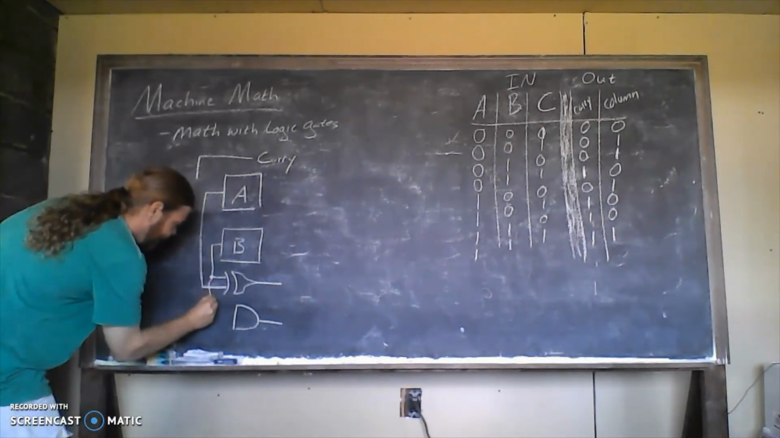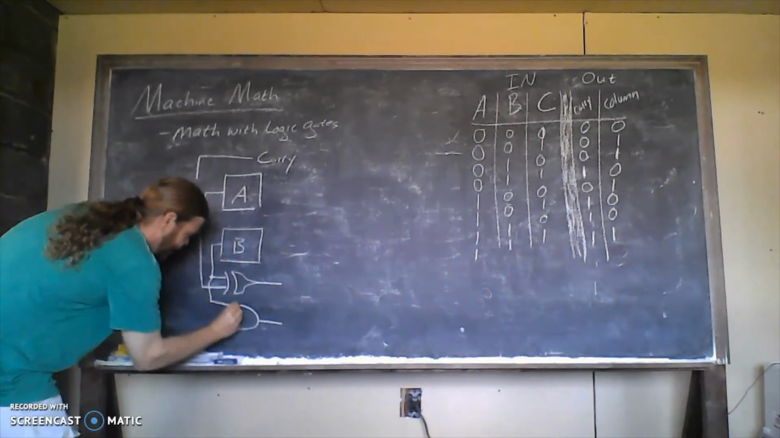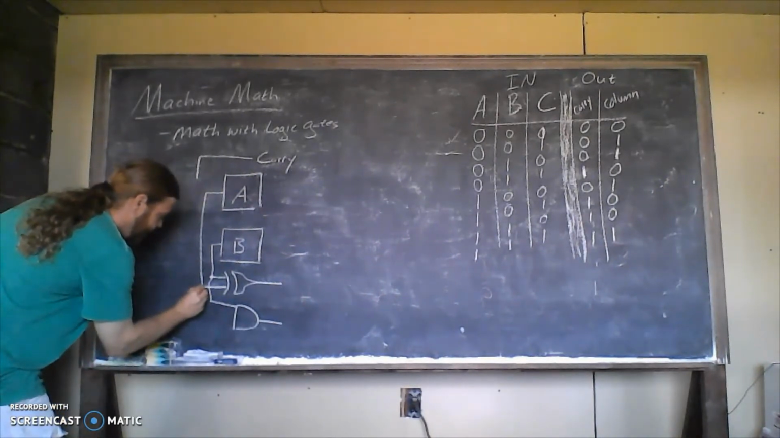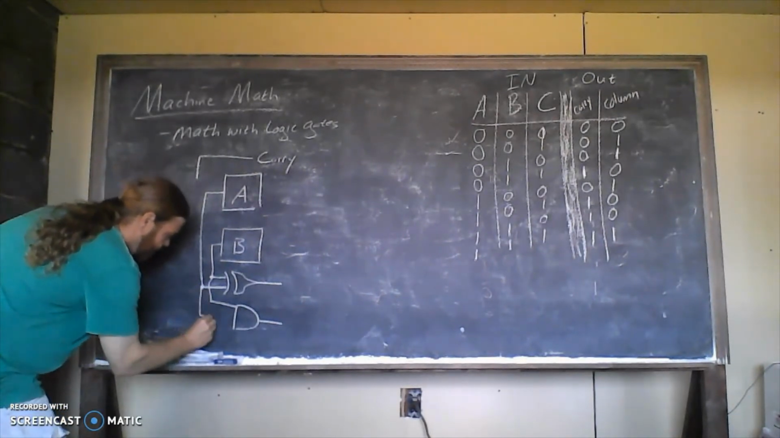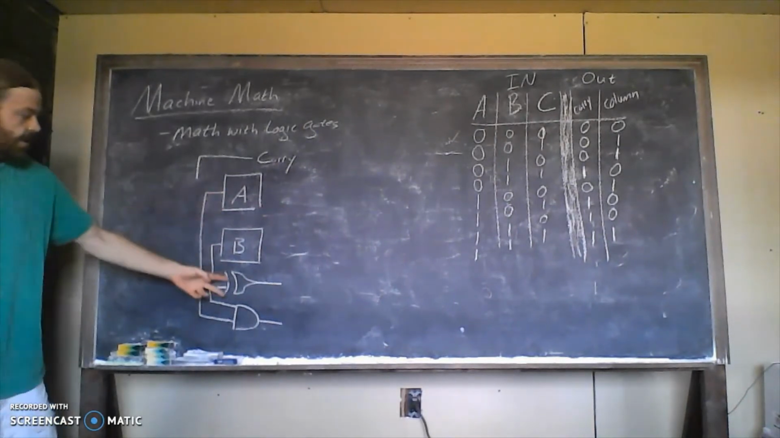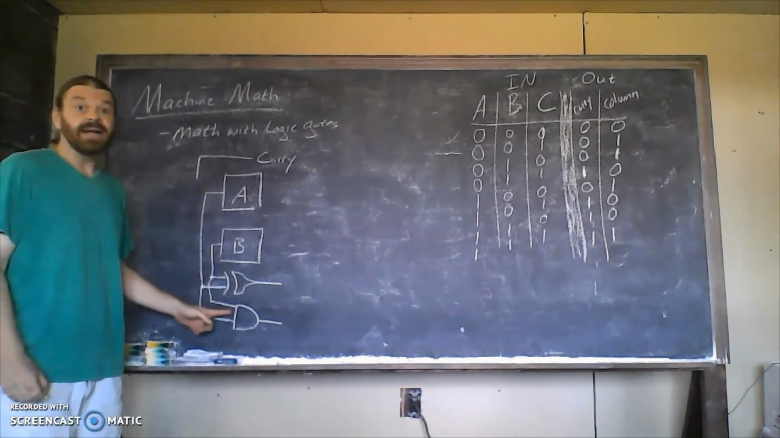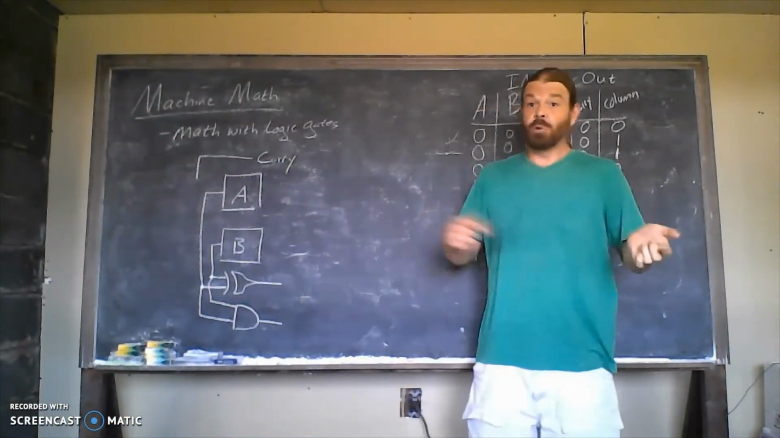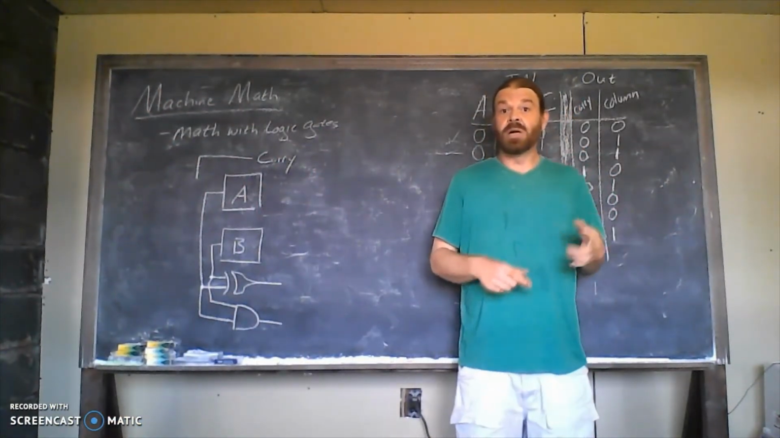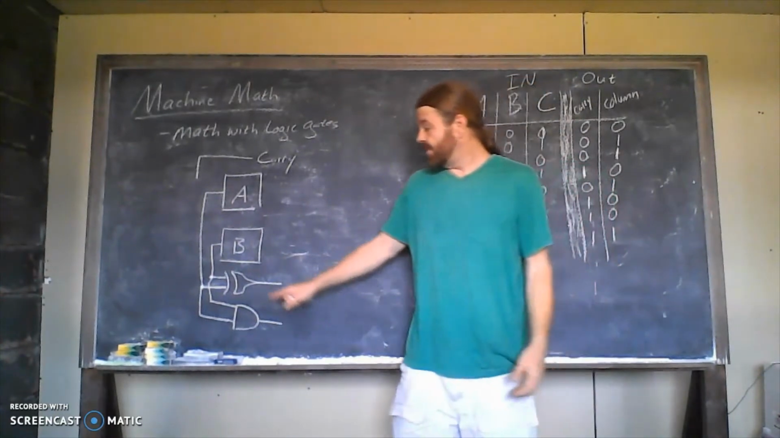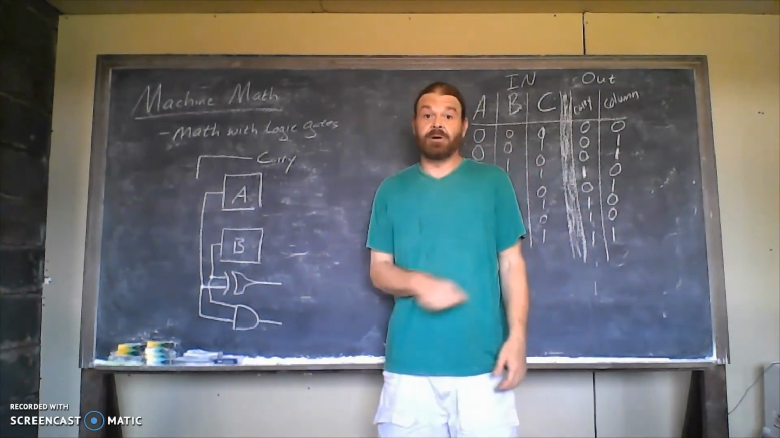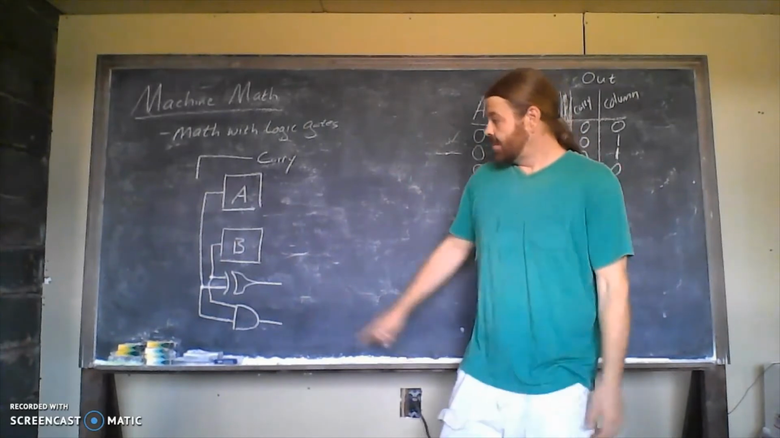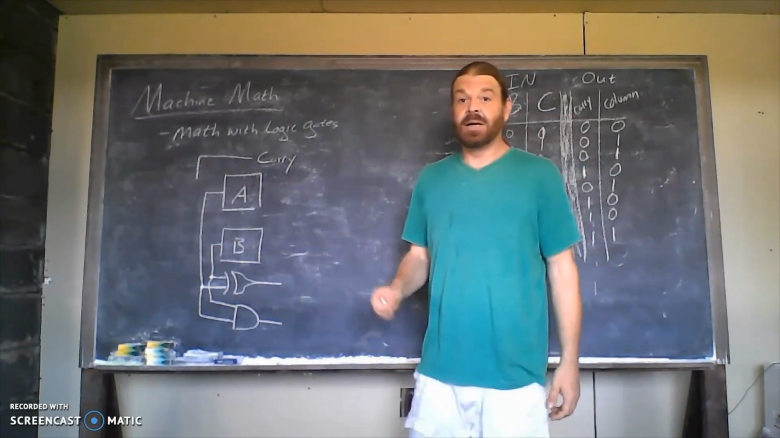So let's see, I'll jump over this line, come down into an AND gate. So an XOR, exclusive OR, and an AND gate will give us what we need to combine them in the right order. 0 and 1, or 1 and 0 will give us a 1. 1 and 1 will give us a 0 with a bit in our carry column. And that's the essence of it.